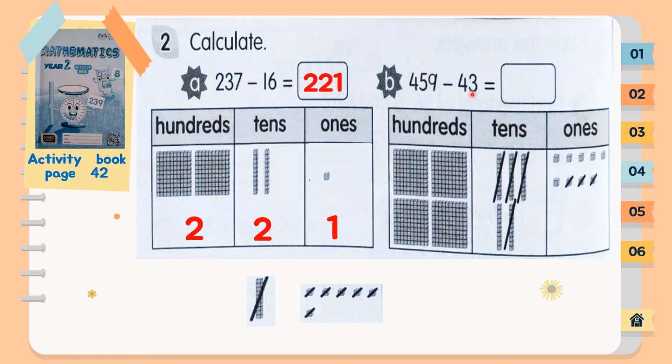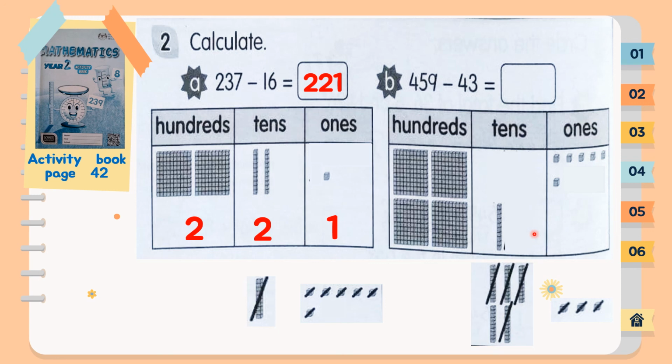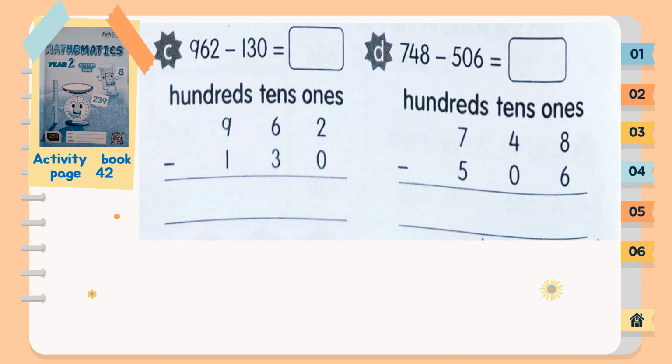Now, let's continue in B. 459 minus 43. Look at the box here. We take out the cross blocks in ones and in tens. Now, how many blocks left? Try to do it on your own and write the correct answer here. For this exercise, you can refer to my previous video on the topic of subtraction without regrouping.